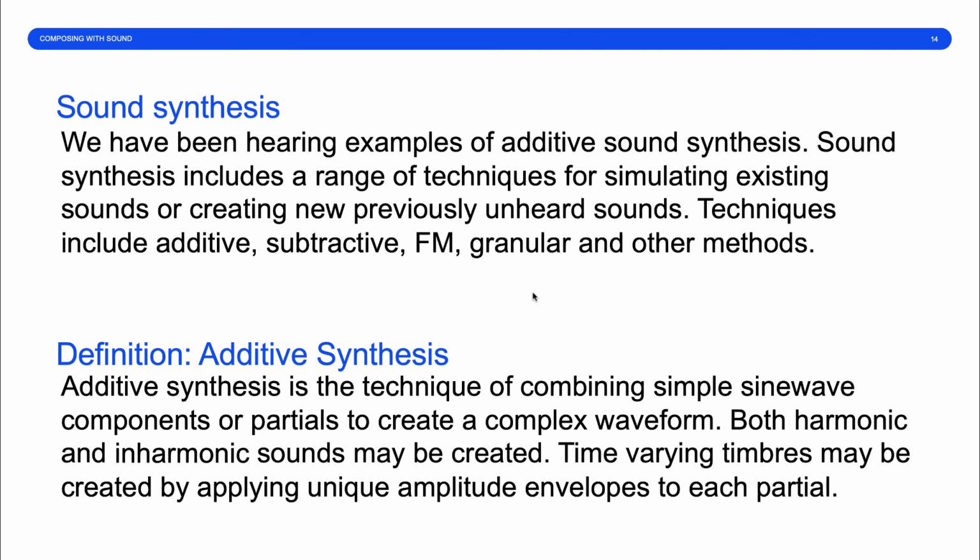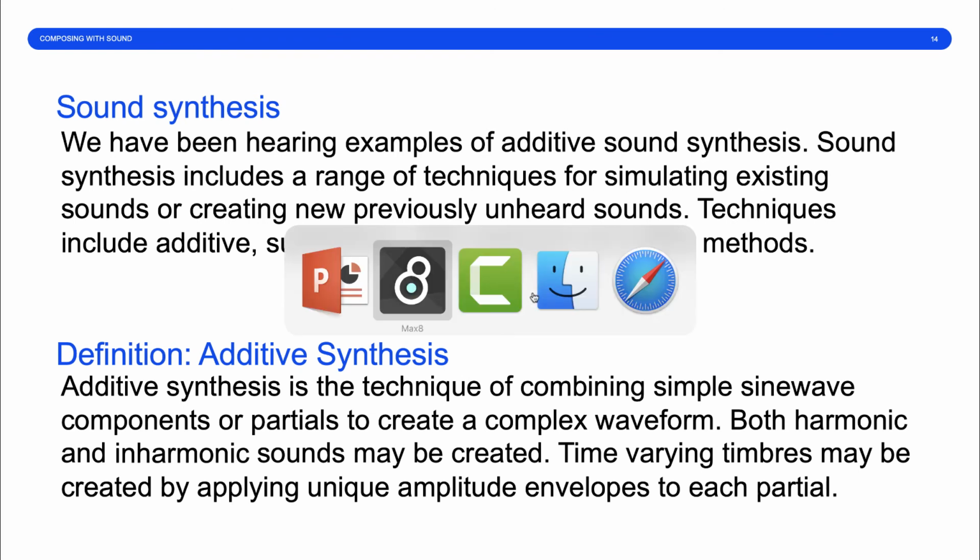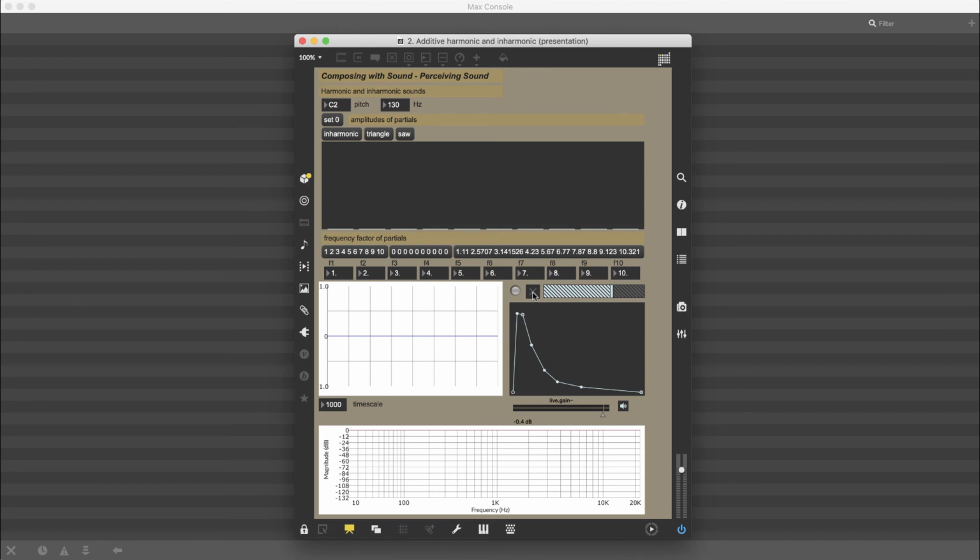So we'll just quickly insert a definition here of additive synthesis. Additive synthesis is the technique of combining simple sine wave components or partials to create a complex waveform. Both harmonic and inharmonic sounds may be created, and interestingly, time-varying timbres may be made by applying unique amplitude envelopes to each partial.